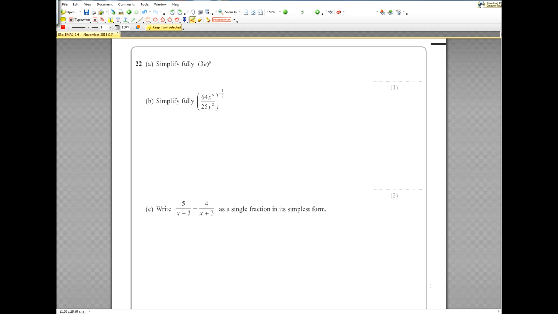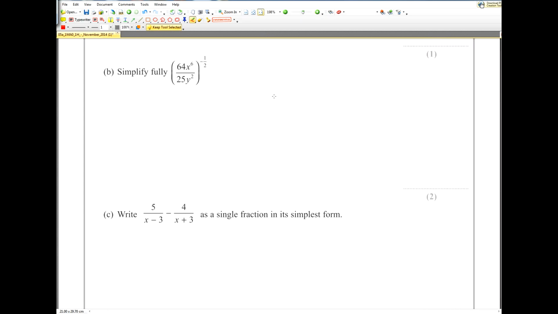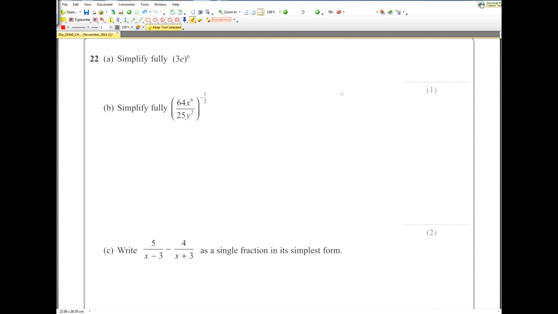Okay, let's do a few more questions. Now, when we raise anything to the power of 0, it gives us what? So that's 3 to the power of 0, times e to the power of 0. So that becomes 1. That becomes 1. And the final answer becomes just 1.